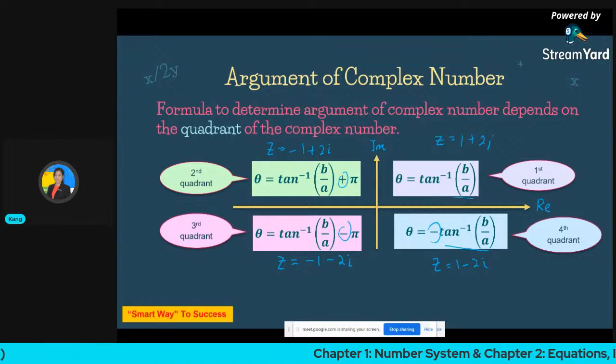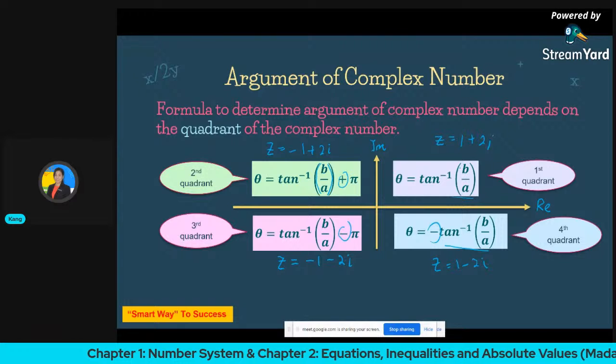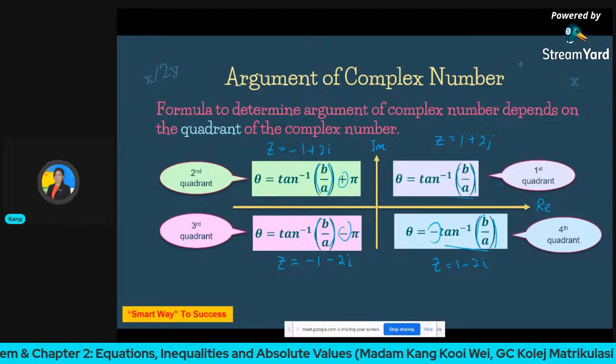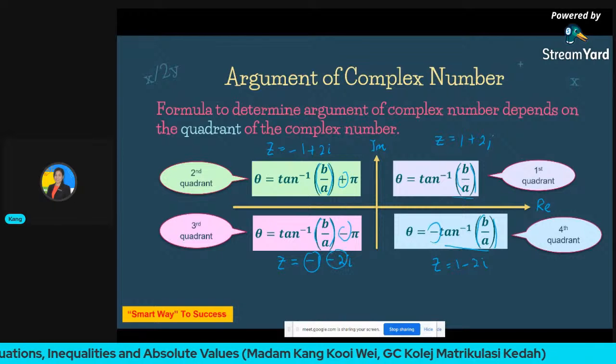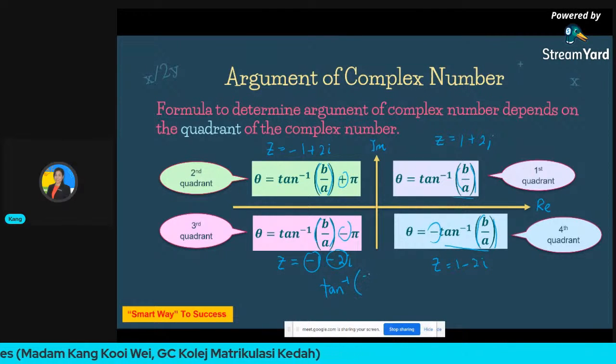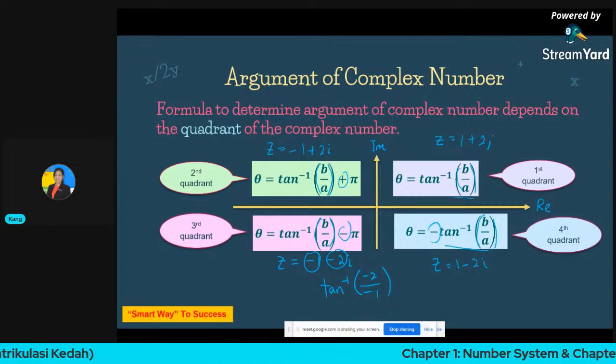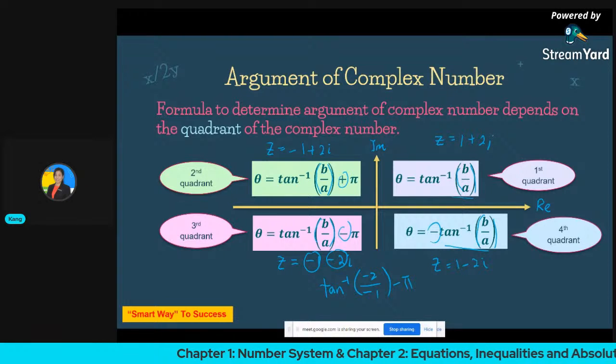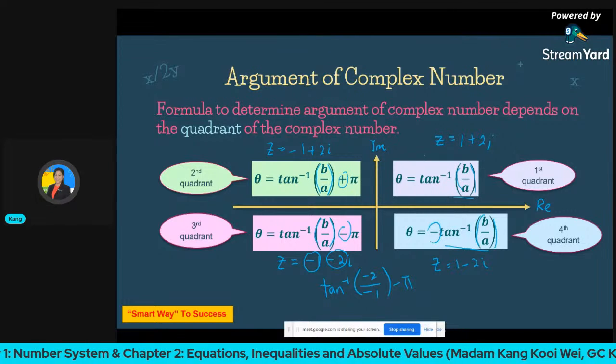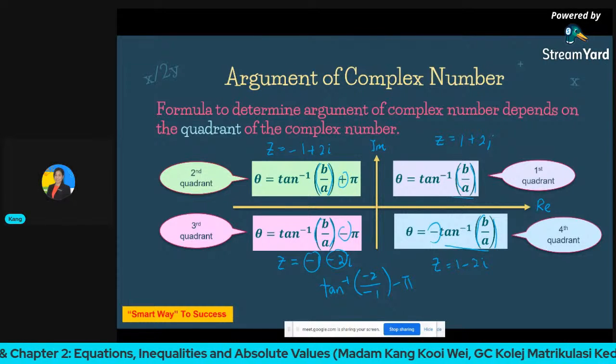Class, you need to notice that the bracket for b over a is a bracket, not the modulus. That means if your a is negative 1 and b is negative 2, you also need to write it down like this: arctangent of b, negative 2, over a, negative 1. We consider the negative sign, minus pi. This is the formula to determine the argument of a complex number for the polar form. You need to memorize the formula for each quadrant.